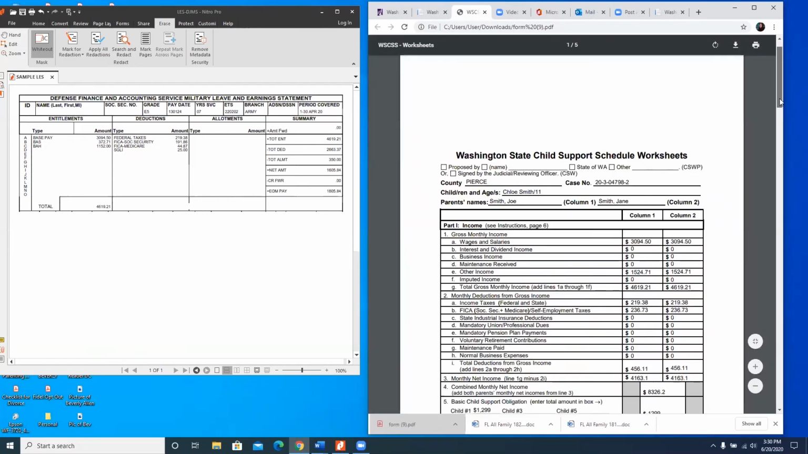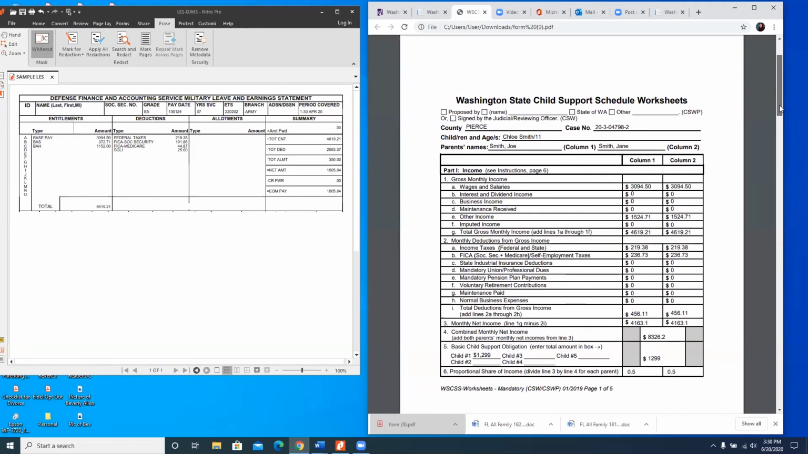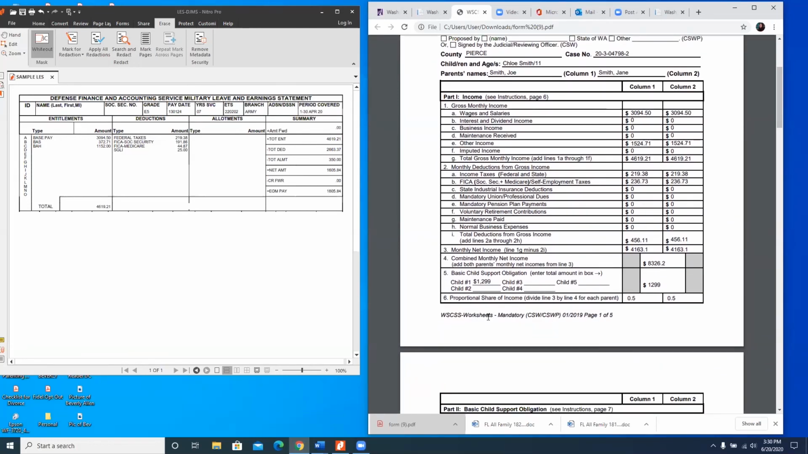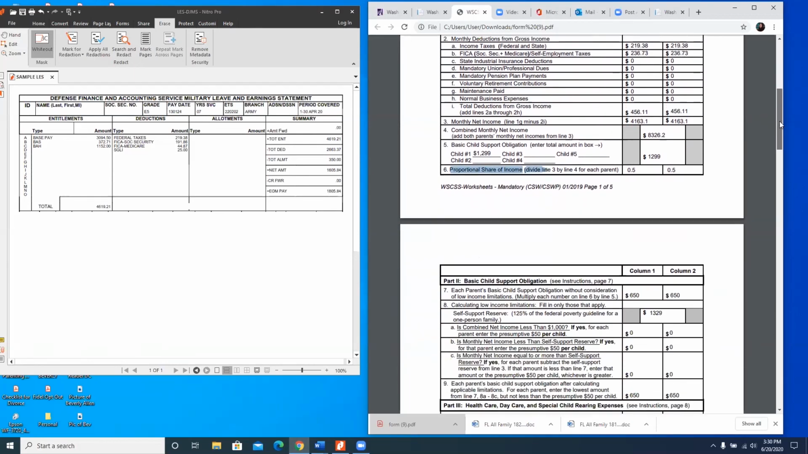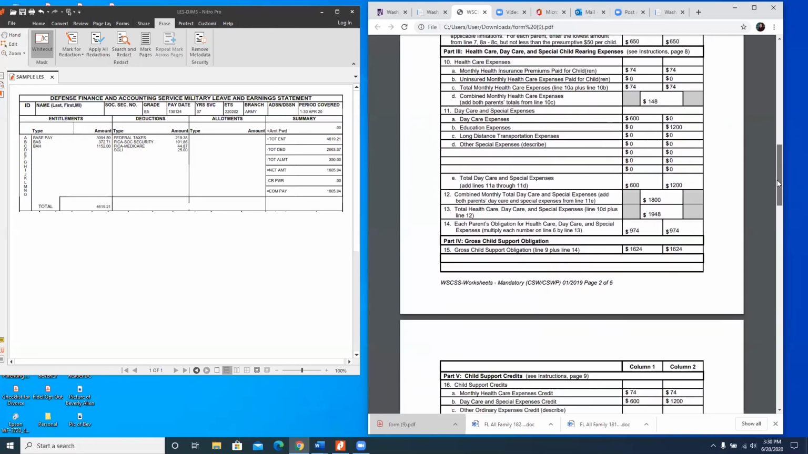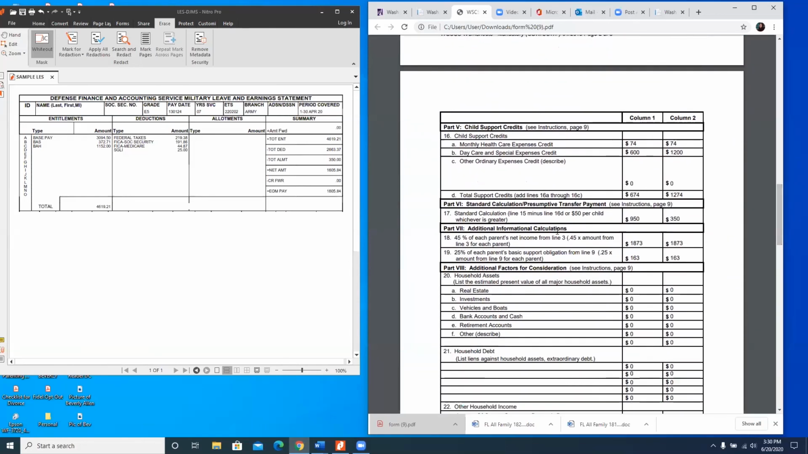All right, so now you have a PDF. And again, the most important sections to pay attention to are section 6, the proportional share of income. I'll explain how that works in the child support order in a separate video. The second most important section here is section 17, which is the standard calculation here. In this case, Joe's standard calculation is $950, and because of the credits we have here, those education credits that we gave Jane, her standard calculation is $350.